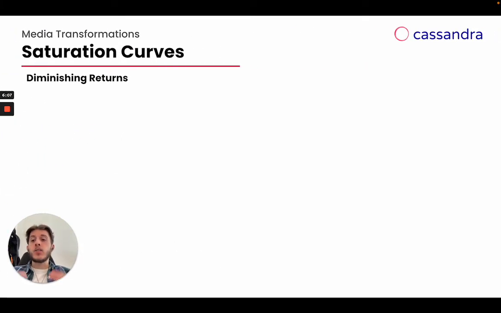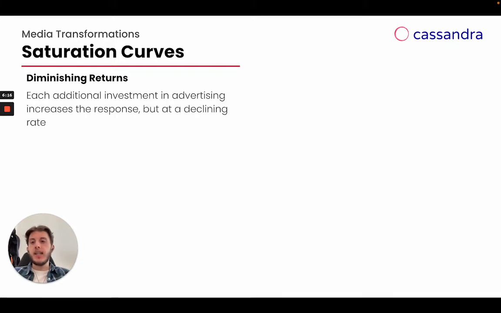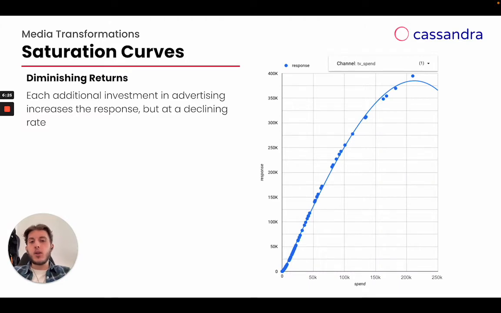And then once you get your adstock right, you may want to move on to saturation curves, also known as diminishing returns. And the idea here is that each additional investment in advertising increases the response, but at a declining rate. So let's take a look at this plot on the right side here, okay? You will see this is our TV spend, and specifically you will see our spend on TV on the x-axis below, and then on the y-axis you will see the response generated by the TV channel.